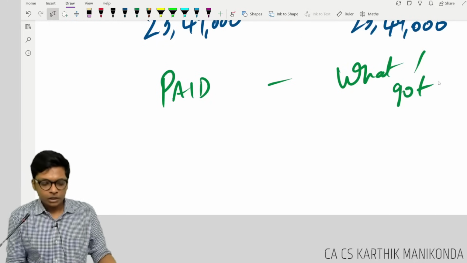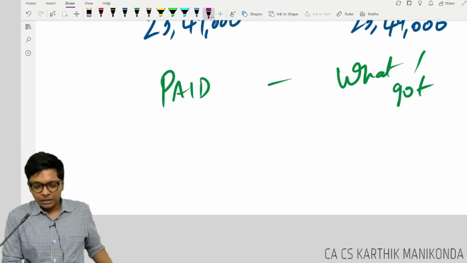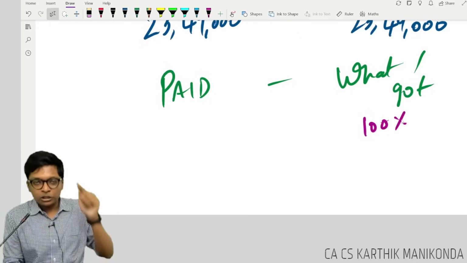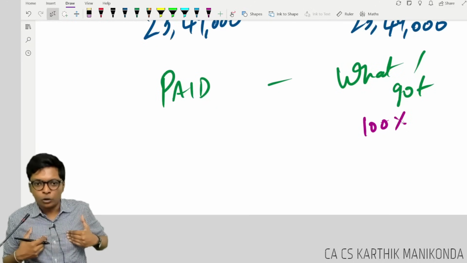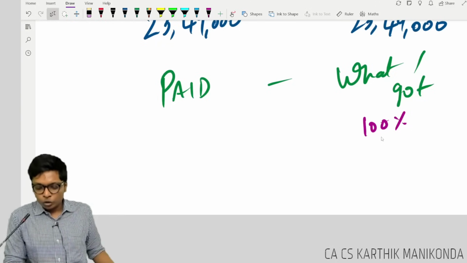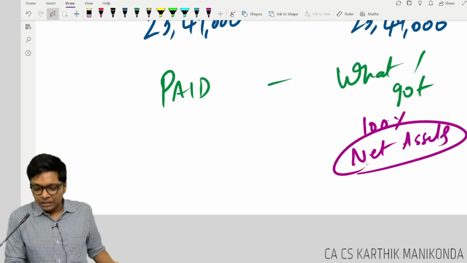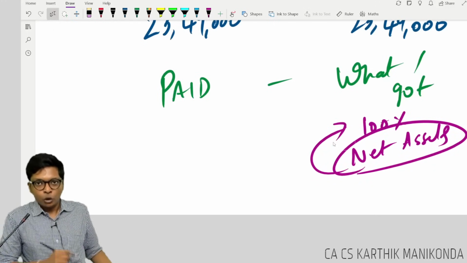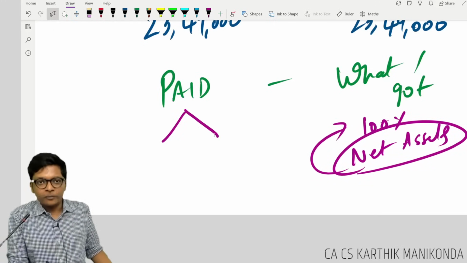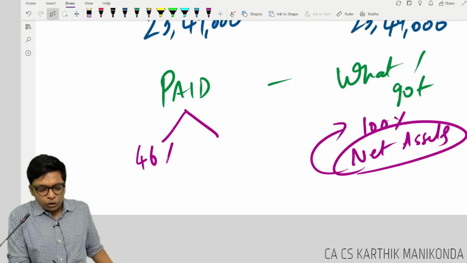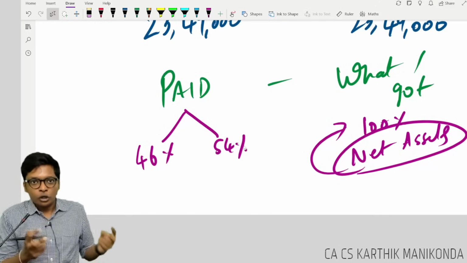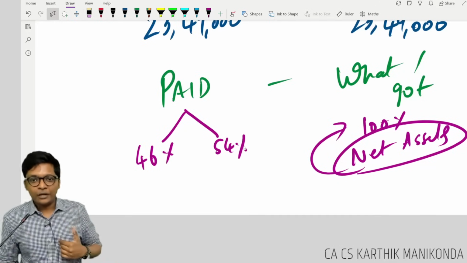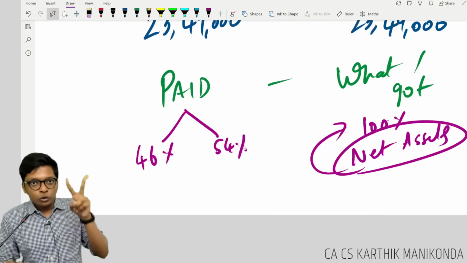what I got. What I got, now I got 100% of the company. Correct? I got the full company now. I am the full holding. No more minority. So what I got should represent net assets of 100% of the company. What I paid is of two forms. First, I already acquired 46% and now I am acquiring 54. So I have to take both. Are you following, guys?